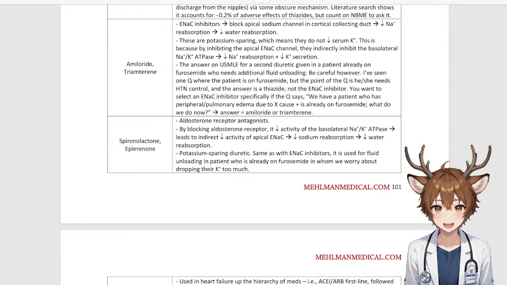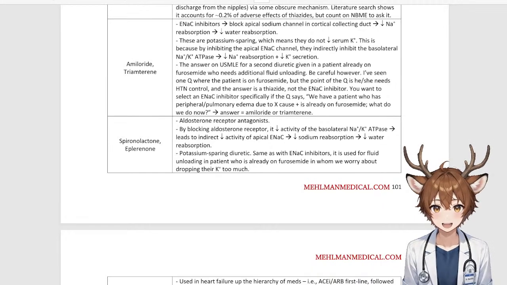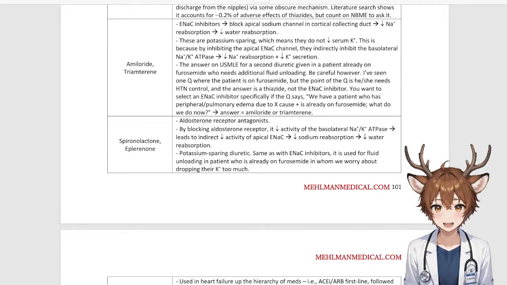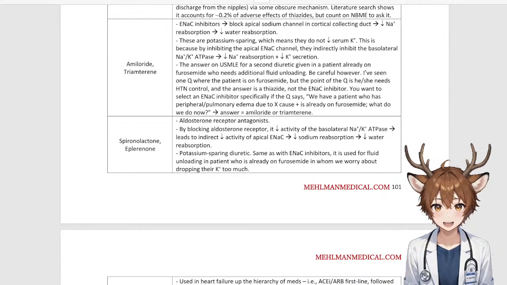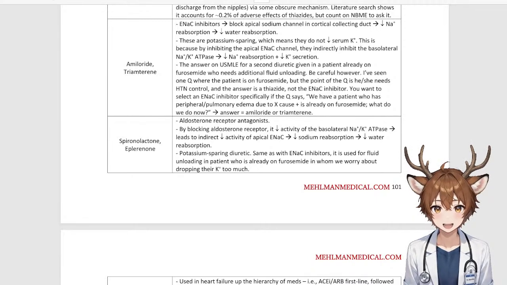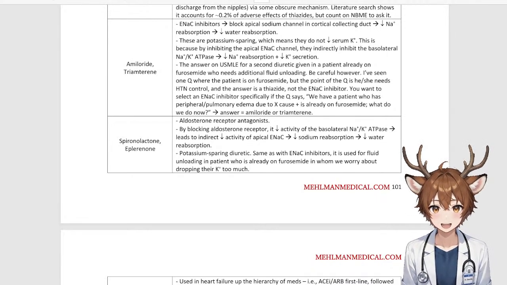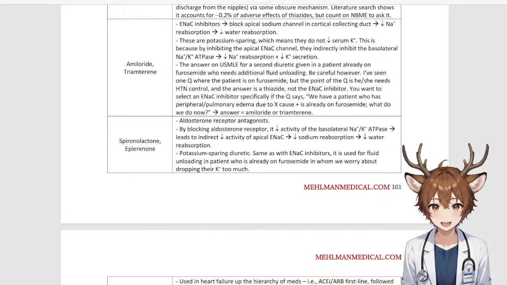The answer in USMLE for a second diuretic given in a patient already on furosemide who needs additional fluid unloading. Be careful, however. I've seen one question where the patient is on furosemide, but the point of the question is he or she needs hypertension control, and the answer is thiazide, not the ENaC inhibitor. You want to select an ENaC inhibitor specifically if the question says, we have a patient who has peripheral/pulmonary edema due to the X cause plus is already on furosemide. What do we do now? The answer should be amiloride or triamterene.